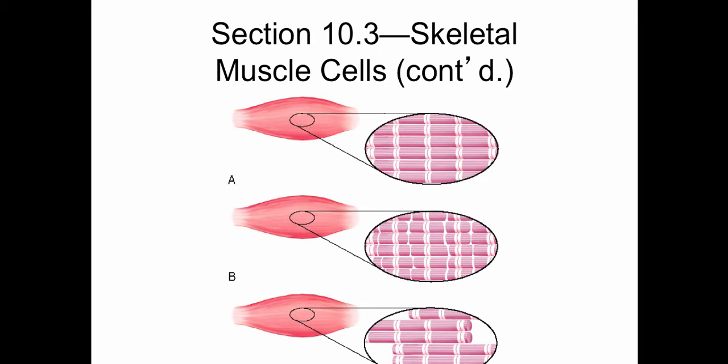This diagram shows three different ways in which muscle cells can attach to one another and be oriented within a muscle. In A, long muscle fibers lie parallel and run the length of a muscle. In B, shorter muscle fibers lie parallel and end to end. In C, muscle fibers lie parallel and overlap.